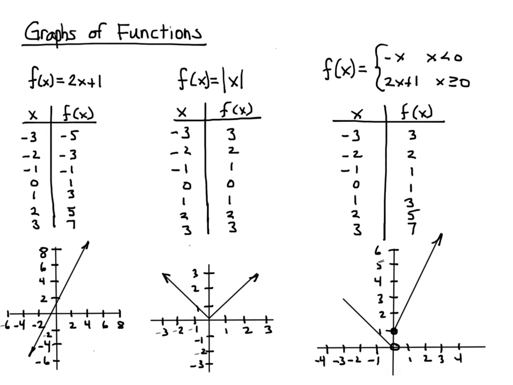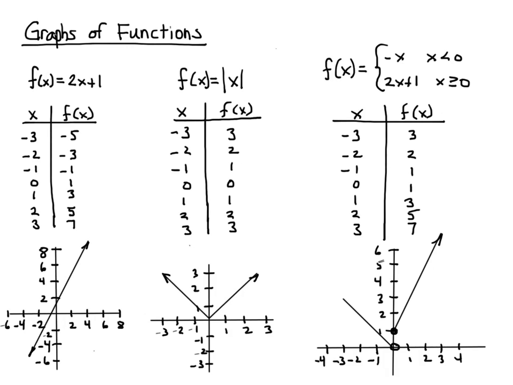So if I take f at negative 0.00001, I'm going to get something very, very close to 0, right? But if I take 0 or anything more, it's going to look like what the other part of the function looks like, which is 2x plus 1.